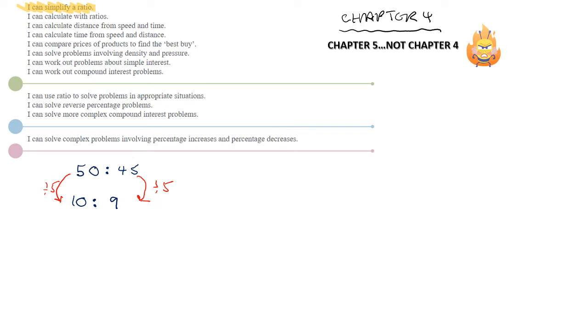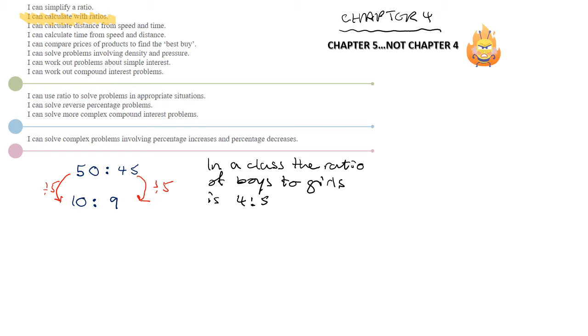If we want to do calculations with ratios, which is the next bit here, quite often a worded problem can be turned into a ratio problem. So let's say in a class the ratio of boys to girls is 4 to 5. Okay, and the question is, if there are 15 girls, how many boys are there in a class?